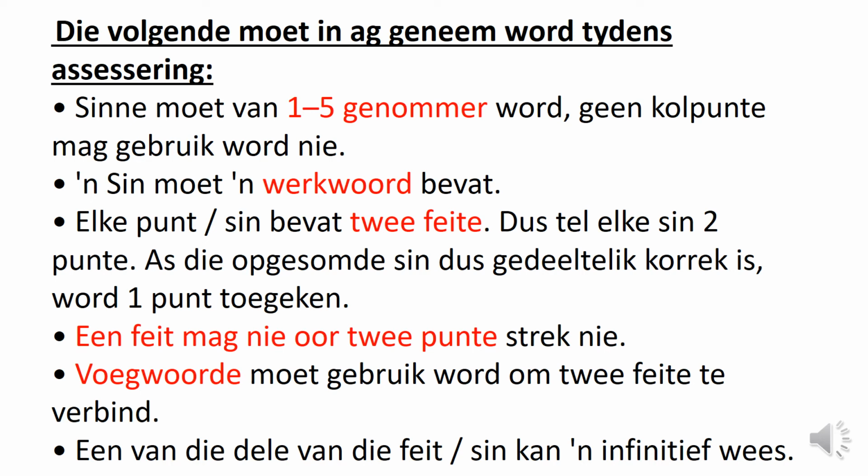Elke punt sal sin bevat 2 feite. Okay, so 2 facts. So you remember you give the fact and you give the reason. So it has to have 2. As die opsommingssin dus gedeeltelik korrek is, word 1 punt gegee. So if you haven't given a fact and the reason, they're going to give you 1 mark instead of 2. So you've lost 50% of your marks per point. Okay, so if you haven't done that little table, ensuring that you have both, you're going to lose 1 mark.